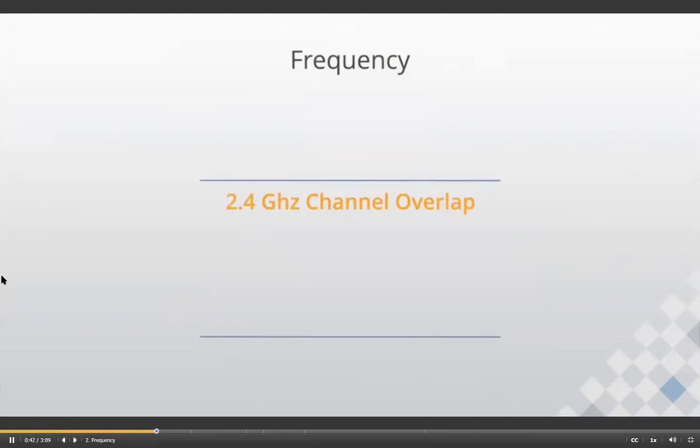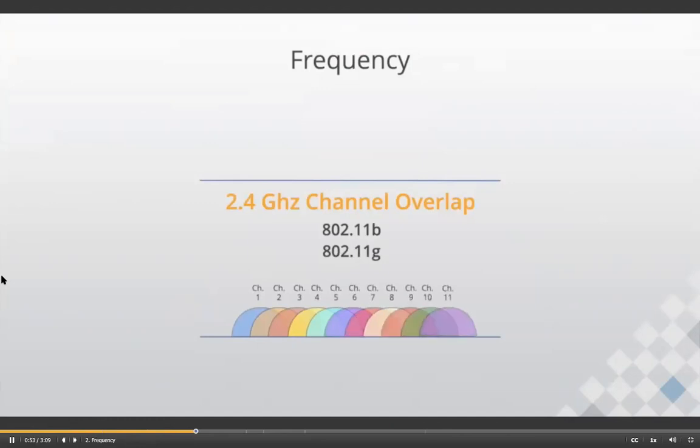Wi-Fi signals are sent using radio frequencies. Some standards, like 802.11b and g, used a 2.4 gigahertz band. This band has 11 channels. Unfortunately, most of these channels overlap with each other. The only non-overlapping channels are 1, 6, and 11.